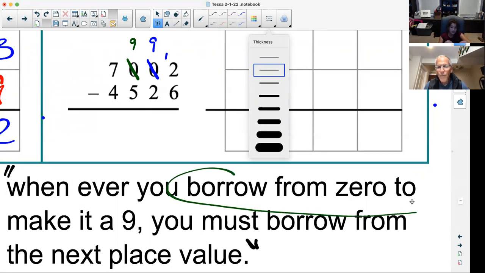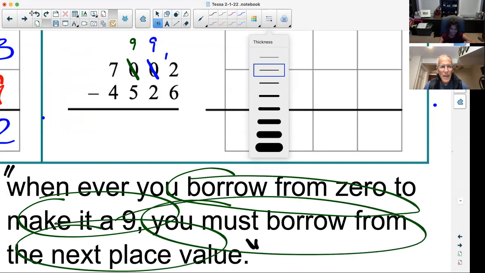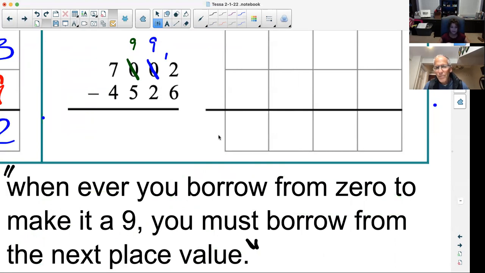Did you just borrow from 0 to make it a 9? Did you do that? Yes. Then what do you have to do? I make the 7 into a 6. You must borrow from the next place value.